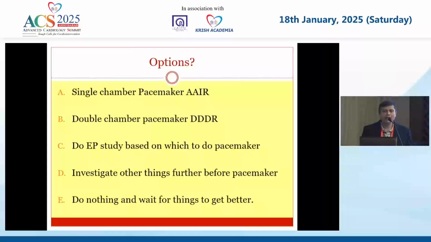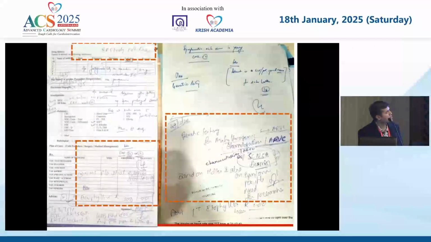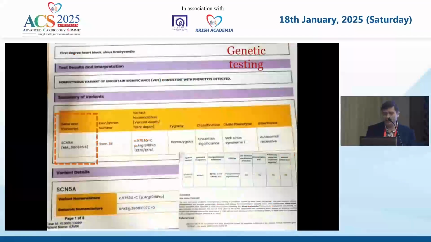But finally you should understand that a long-standing history in a young person can be genetic in nature, and when we asked for genetic testing, especially SCN5A and Desmin, it came out to be an SCN5A mutation. Now when you have this mutation in this patient, you know that this is a progressive disease and the treatment should be accordingly, rather than a post-viral disease.